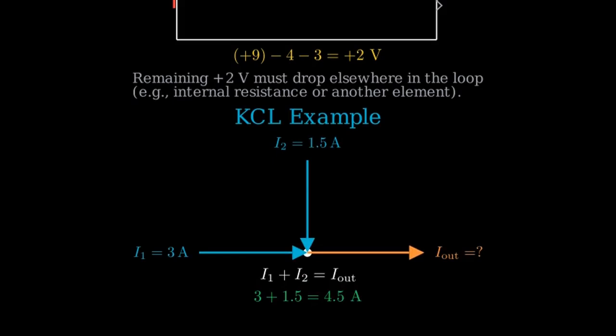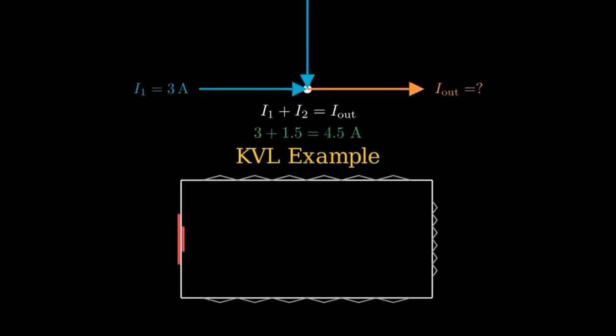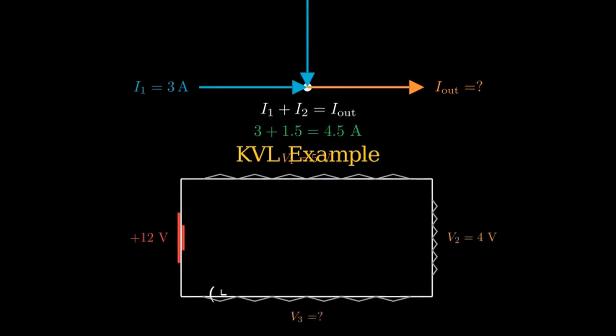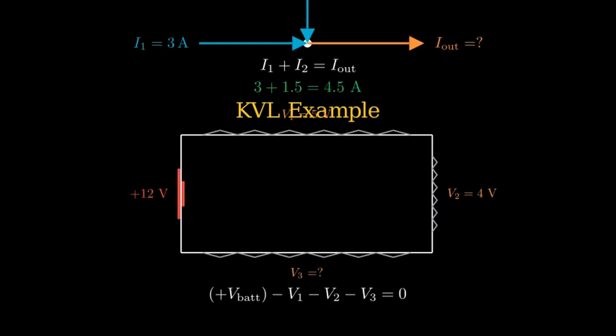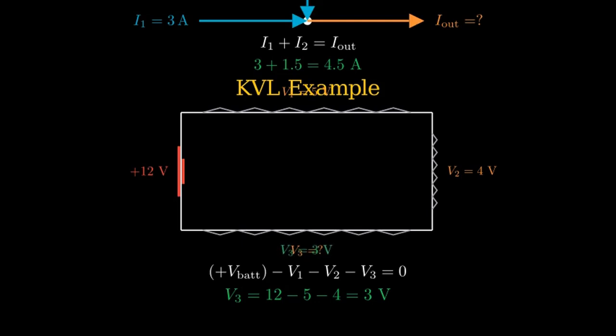Now, a quick KVL example. Suppose the battery is 12 volts and 2 series resistors drop 5 volts and 4 volts respectively. Write KVL around the loop: plus V battery, minus V1, minus V2, minus V3 equals 0. Solve for the missing drop V3. It must be 12 minus 5 minus 4, which is 3 volts.